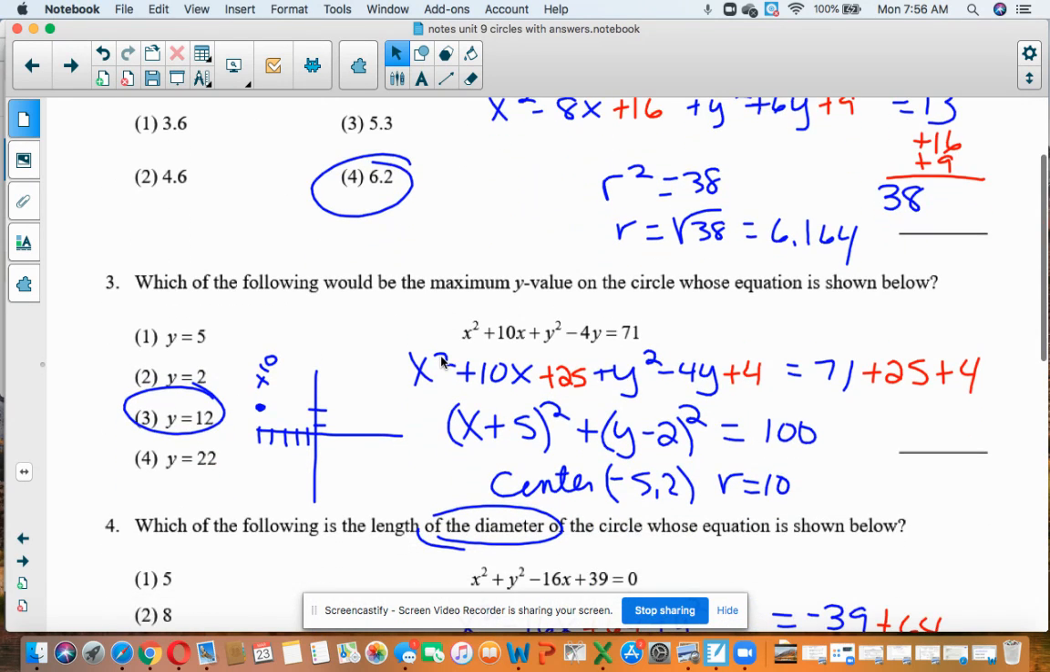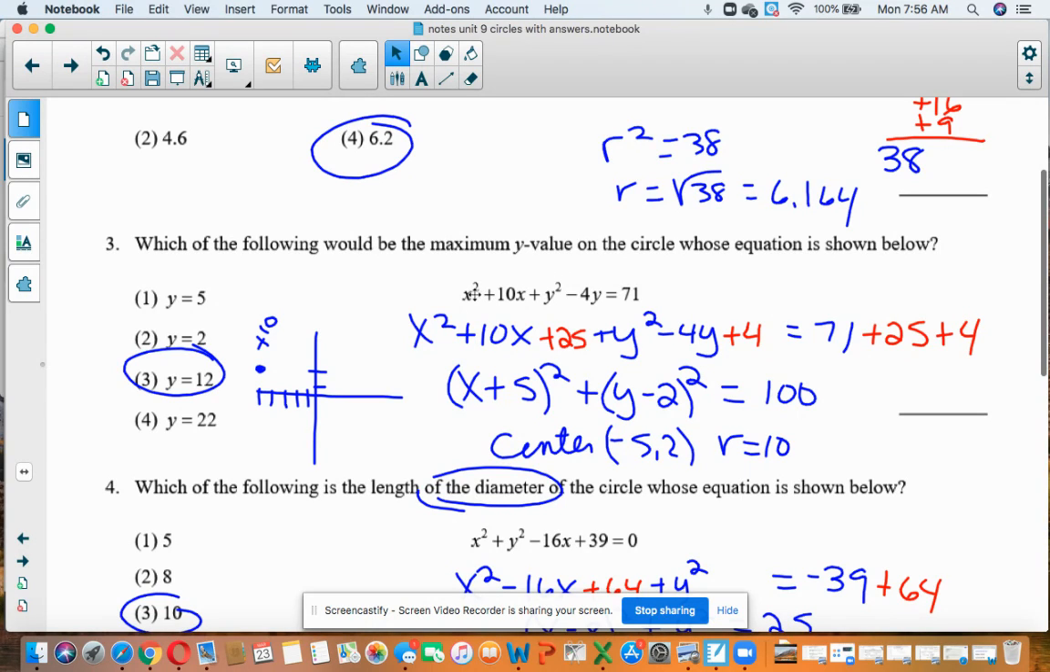Number 3 wants to know which of the following would be the maximum y value on the circle whose equation is shown below. So again, I have to complete the square right here. I do it for the x's, I do it for the y's. You can see what I did. I need to find my center. My center is negative 5, 2.